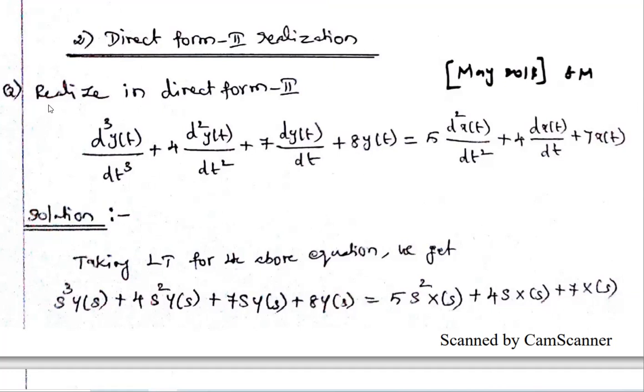So you see the question: realize in direct form 2. What is the given system equation? d cubed y of t divided by dt cubed plus 4 d squared y of t divided by dt squared plus 7 dy of t divided by dt plus 8 y of t equals 5 d squared x of t divided by dt squared plus 4 dx of t divided by dt plus 7 x of t. So this is the given system equation, and we are going to realize it in direct form 2. This is a May 2011 question, 8 marks.